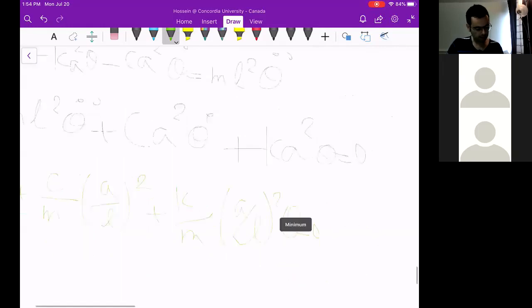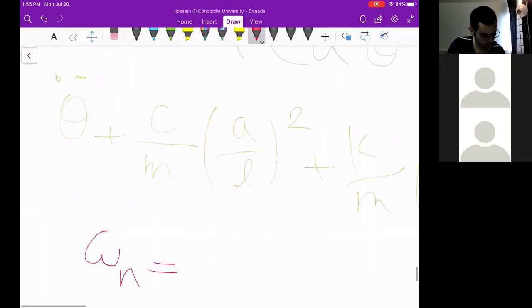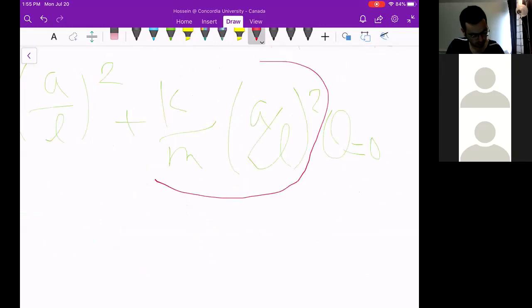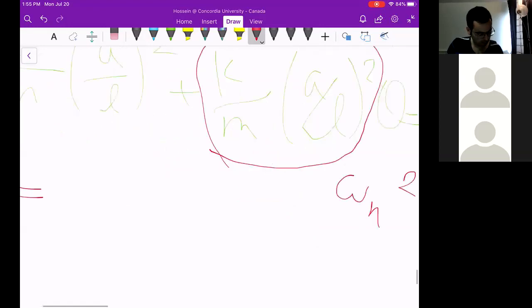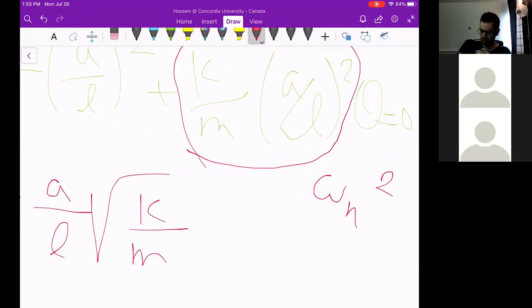So you can easily calculate the natural frequency. When the coefficient of theta double dot is 1, this would be the natural frequency, omega n squared. Therefore, omega n would be a over l times the square root of k over m. This is how you obtain the equation of motion and then the natural frequency if you want to solve it.